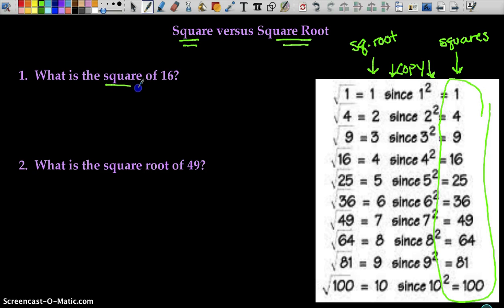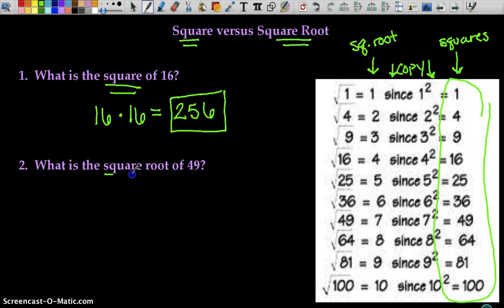Alright, so if we see square of 16, that means 16 times itself, right? Okay, so what we end up getting when we do that, I believe, is 256. Let me double check that. Yes, that is 256. So this is the square of 16.